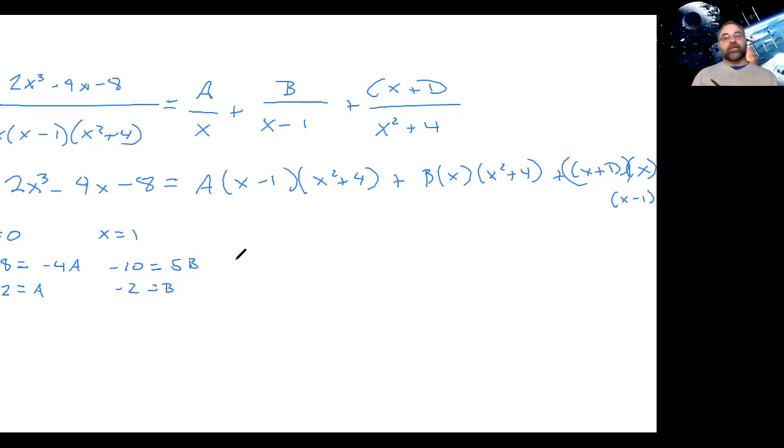What happens next is we have two unknowns still to solve for, C and D. We're going to use the A and the B we've already solved for, but we still have two unknowns, which means we're going to need two equations. That's right. So we're going to have to pick two convenient choices for x. So let's pick a convenient choice. How about x equals negative 1?